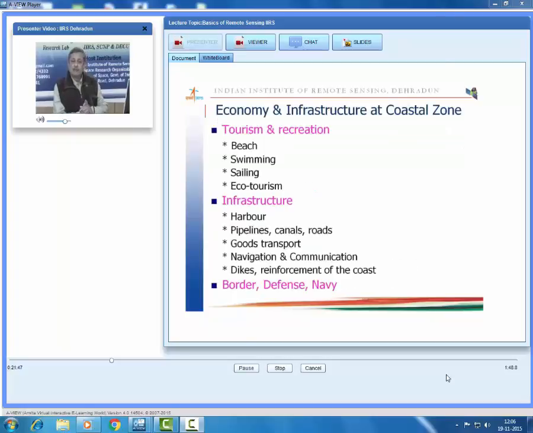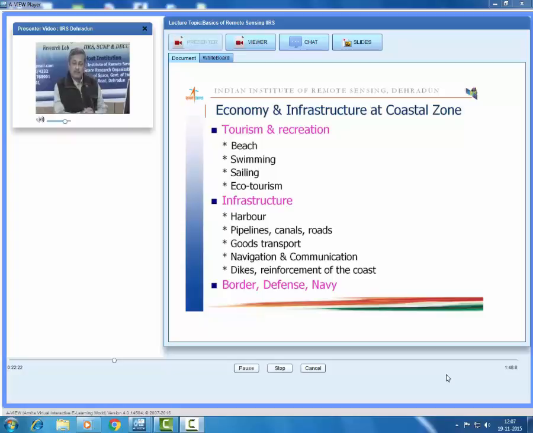The coastal area is very, very important from the tourism point of view. There is a huge attraction for tourists. The areas which have good beaches, like the Goa coastal area, some parts of Kerala, Pondicherry, Kanyakumari, are a huge attraction for tourists and recreation, swimming, sailing, ecotourism. Lots of infrastructural activities have come up in Goa. Of late, infrastructure activities have increased tremendously, putting a lot of pressure on the coastal resources, and degrading the coastal ecology.